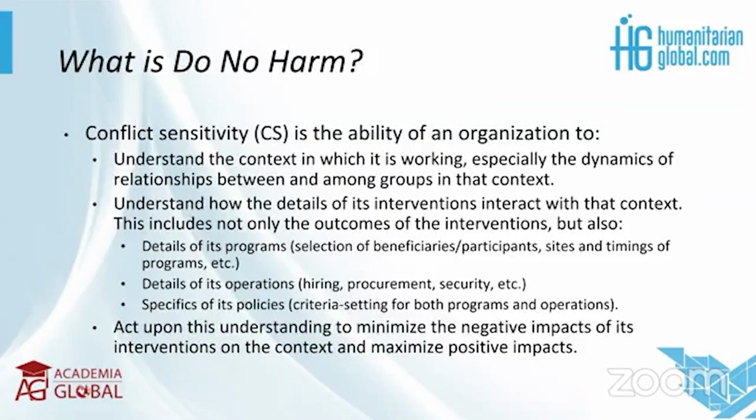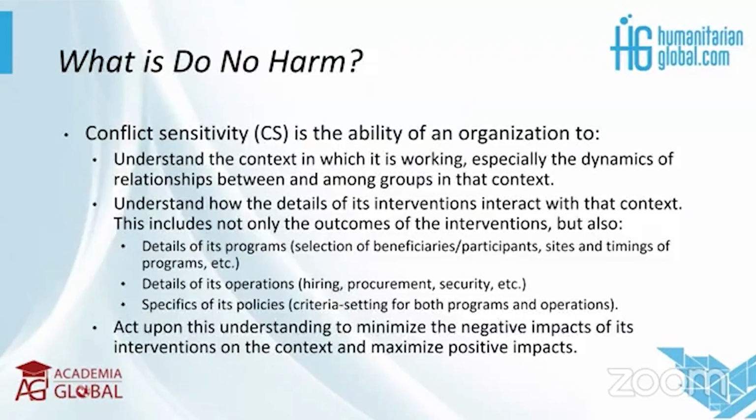Then number three, act upon this understanding to minimize the negative impacts which your intervention may have on the context, and maximize the positive impacts. So these three aspects are what we define as conflict sensitivity: it is the ability of your organization, one, to understand the context in which you're working and the dynamics of the relationships among groups and between groups. Two, understand the details of your intervention and how they interact in that particular context. And then number three, from whatever you found out, act upon this understanding to minimize the negative impacts.